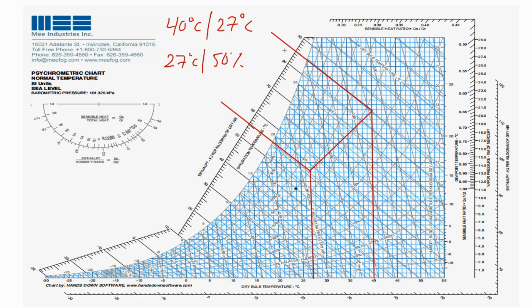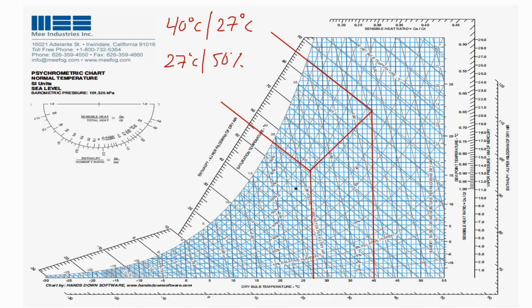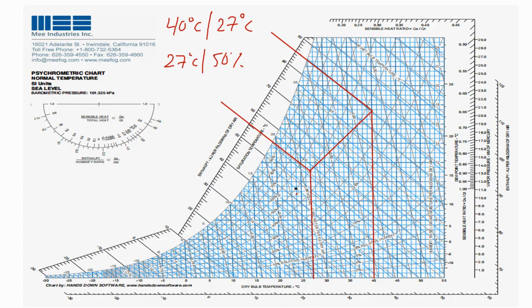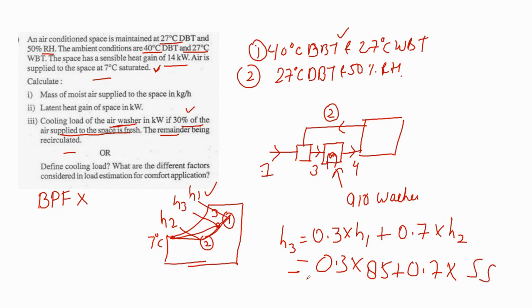We calculate H3. So H3 is equal to 0.3 into, what is H1? H1 we calculated, it is 85. 85 plus 0.7 into, what is H2? H2 we calculated as 55. So we write it here, it is 55. So we solve and we get H3. Let me solve this. It comes out to be 64.